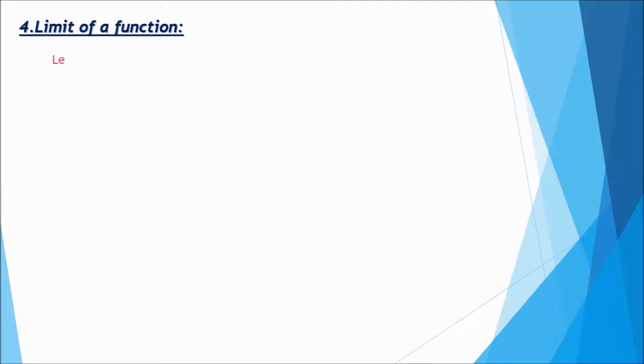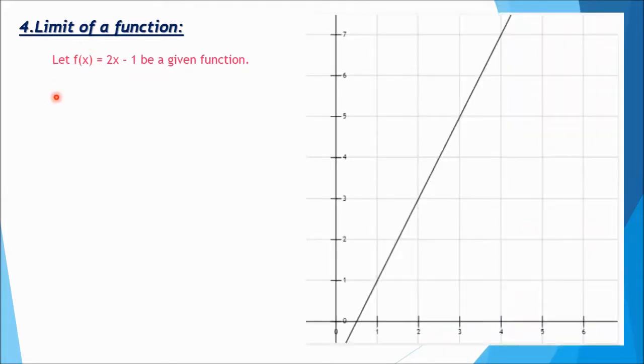Let's consider a function f(x) is equal to 2x minus 1. This is a function, we know that, where f is a generic name for the function and x is its input variable. And let's choose an input value. This is the graph of the function. If we draw a graph of this function, then it will be a straight line. You can see this is a straight line.